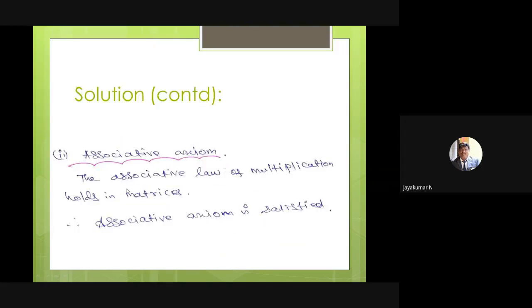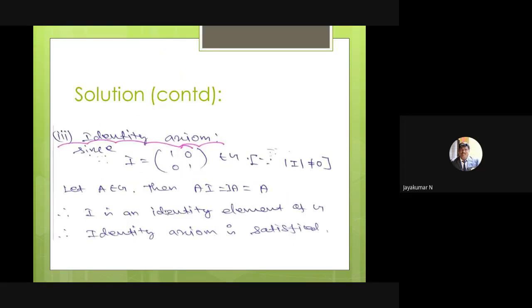Matrix multiplication is also associative, but not commutative. The associative law of multiplication holds in matrices, so the associative axiom is satisfied. Okay. Identity axiom: you know clearly the identity element is (1 0, 0 1), directly you can write it. So the identity axiom is clearly satisfied because I belongs to G.